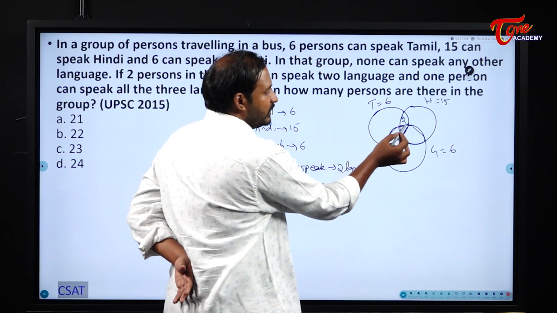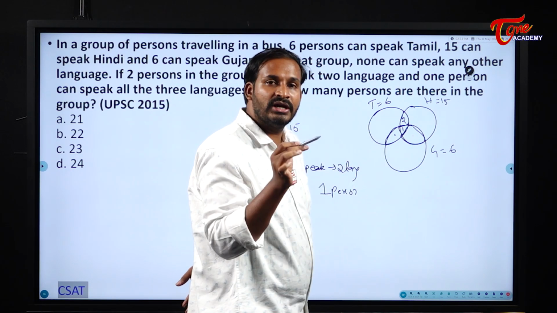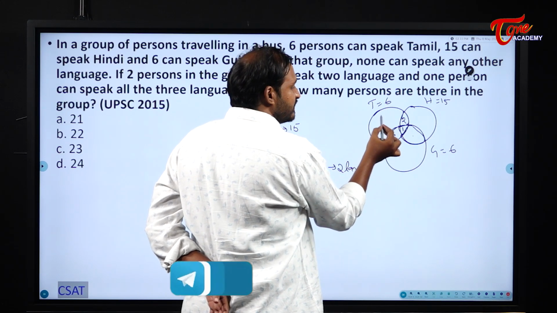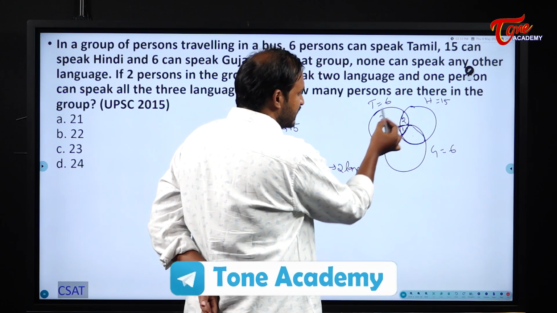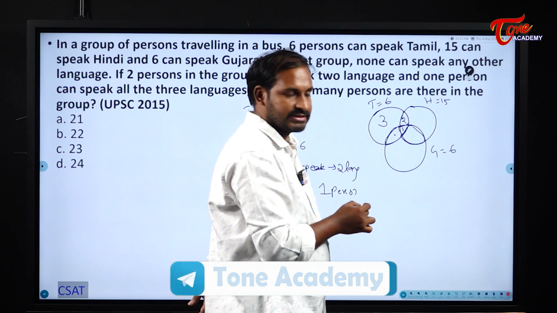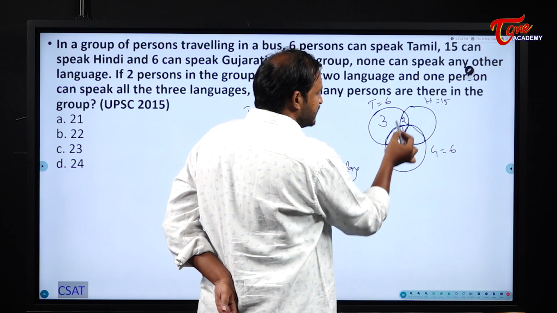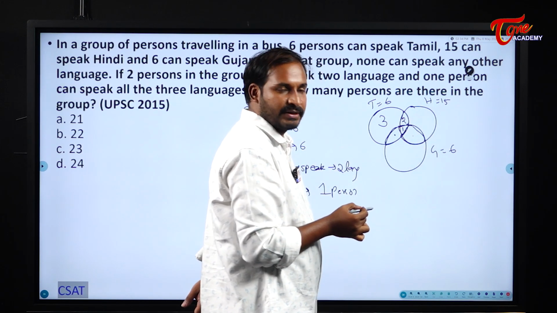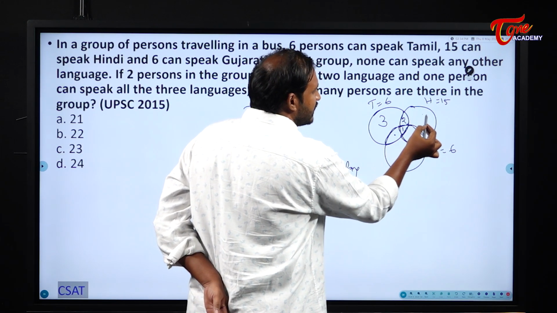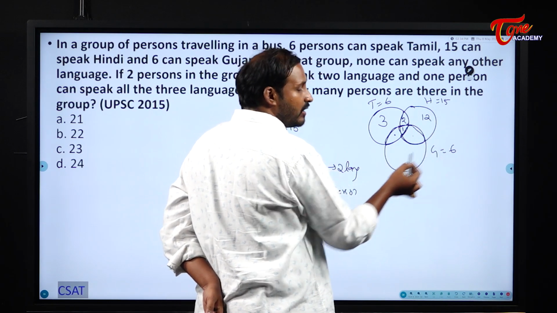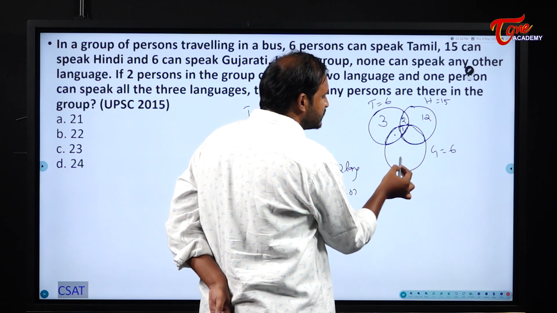Now if I take 2 here, what about the people who speak only Tamil? According to this, 3 are already done. Overall it is 6, so here I will have 3. Why? Because this circle should accommodate 6 persons. Already 3 persons are there, so I need to put 3 more here. Next, this circle should completely accommodate 15 persons. Already 3 are there, so here it will become 12. Now this circle completely should accommodate 6. Already 1 is there, so I will have 5 here.